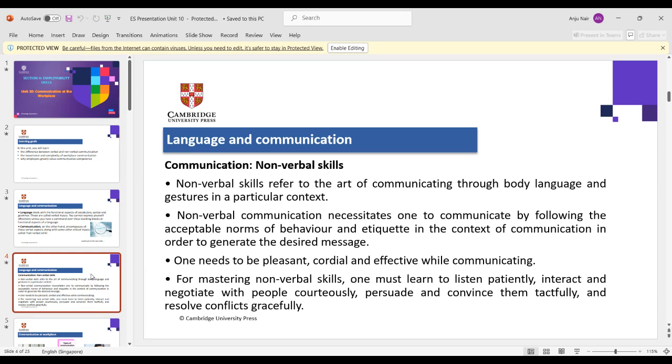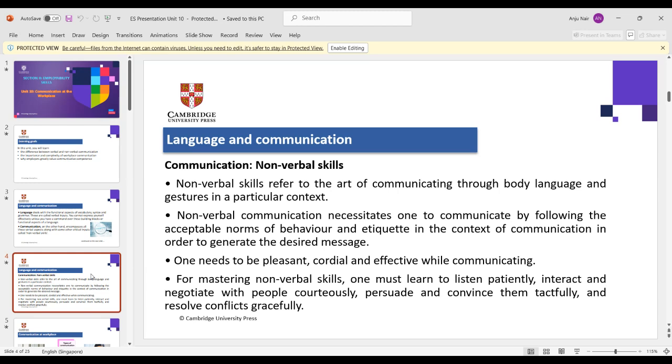It is this aspect which you need to learn more about, especially while attending interviews and while you start working. One needs to be pleasant, cordial and effective while communicating. So maintain eye contact. You should not show a sign of diffidence. Walk with confidence, speak with confidence, look into the eyes of the person and speak, smile, make eye contact.